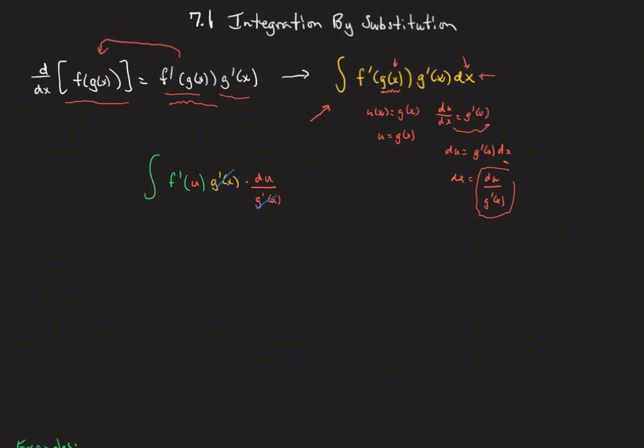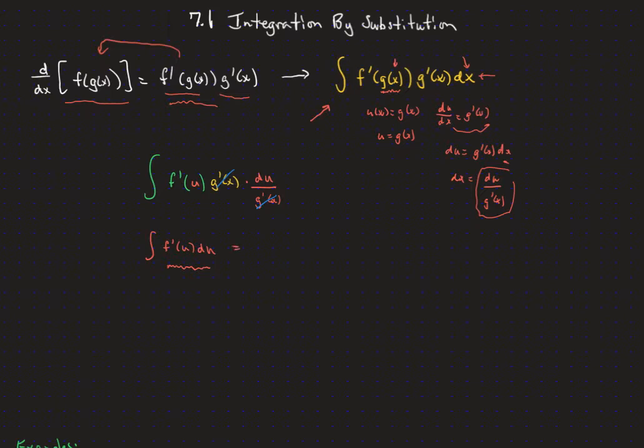Now sometimes that's not a perfect fit, but as long as we can cancel everything except for perhaps a constant, we're going to be okay. So the new integral that results is going to be the integral of f prime of u du. In math language, this would be considered a change of variable. So we've changed from the x's and dx's to u's and du's. Then, hopefully now this integral is going to be doable.